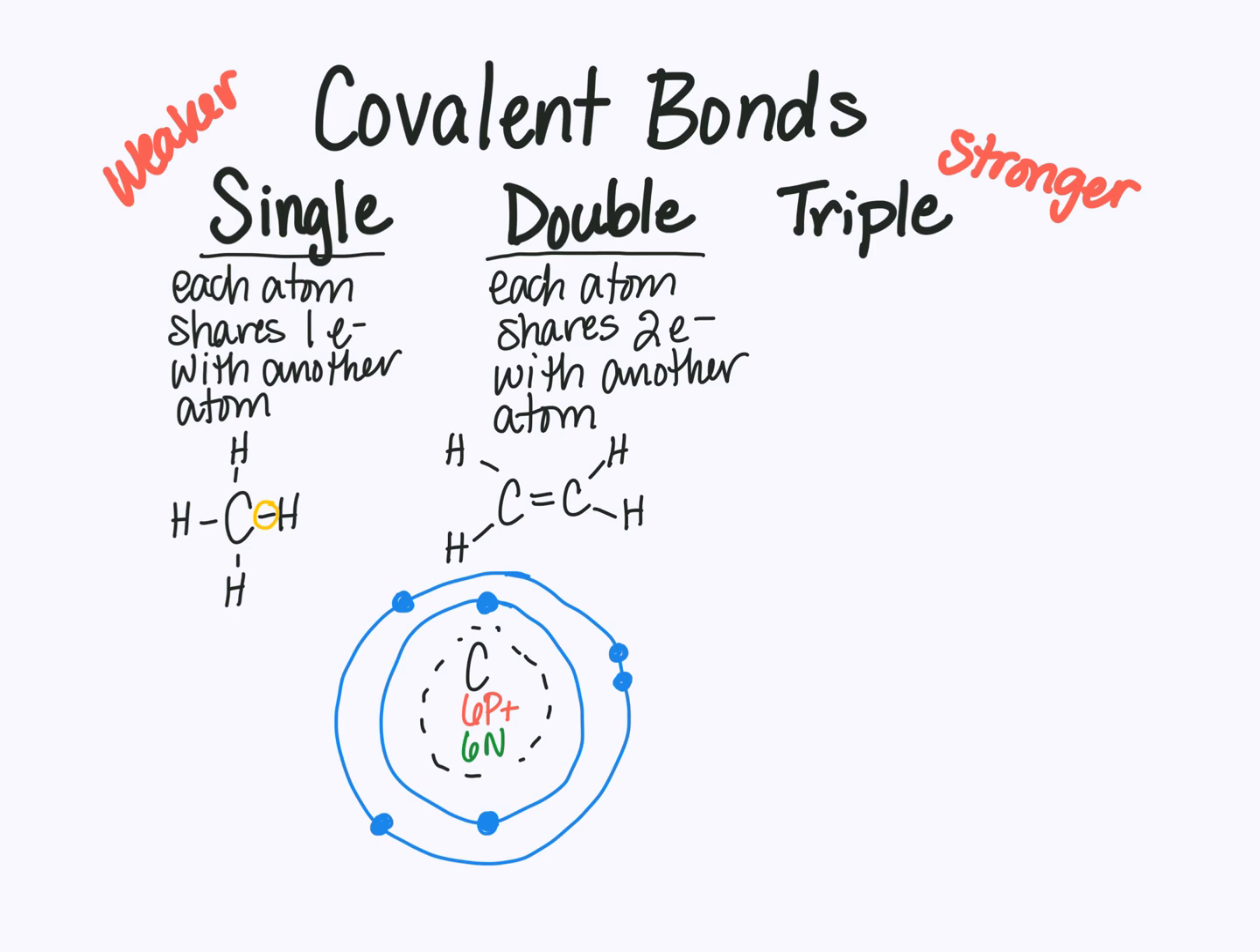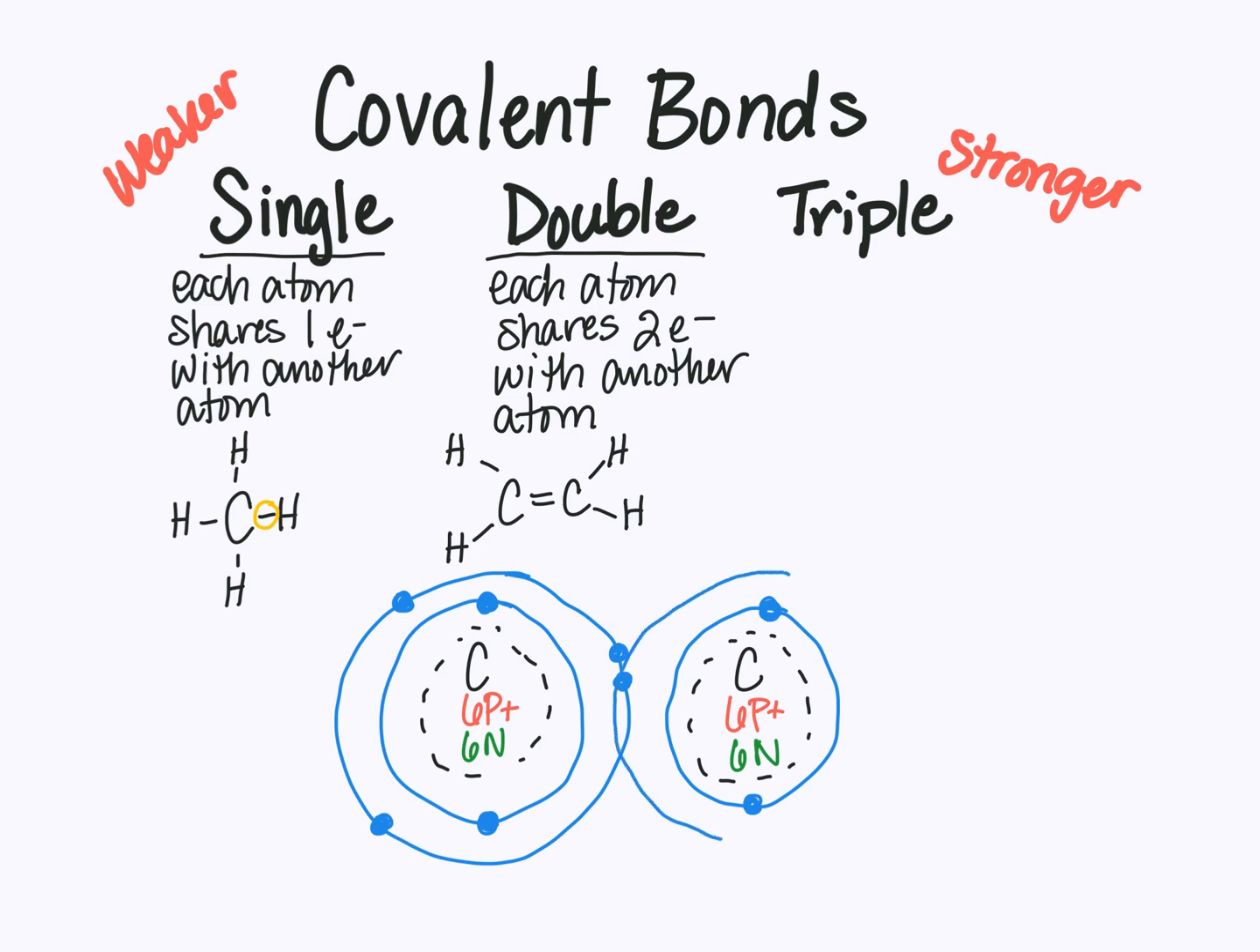And then the neighboring carbon would look very similar, with 6 protons, 6 neutrons in the nucleus. Our first shell maxing out at 2 electrons. And then our second shell is going to overlap the shell of the carbon. And now we're going to put 2 of those electrons there.